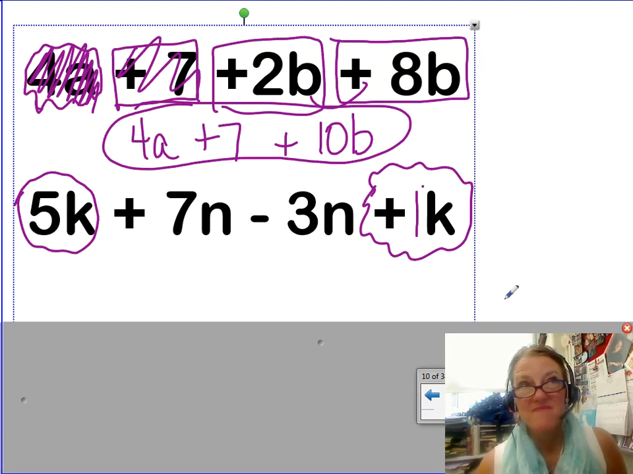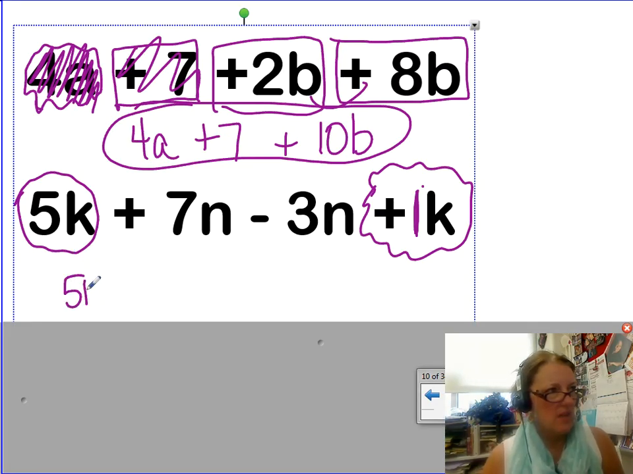It's 1. The reason why we don't always write it is because 1 times something is just that thing. 1 is called the identity in multiplication. It just spits back exactly what you've got. So sometimes we don't write it, but I like to put it in there because now what I need to do is take this 5k and I'm going to bring this plus 1k further upstream.